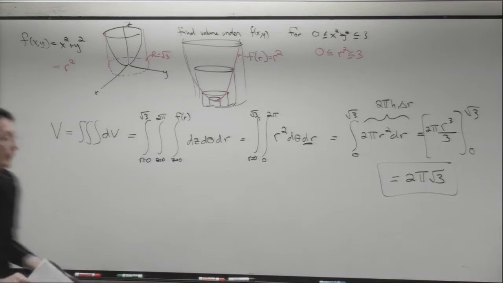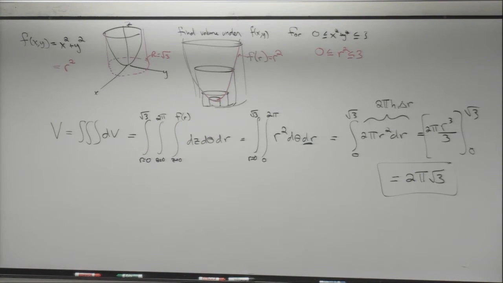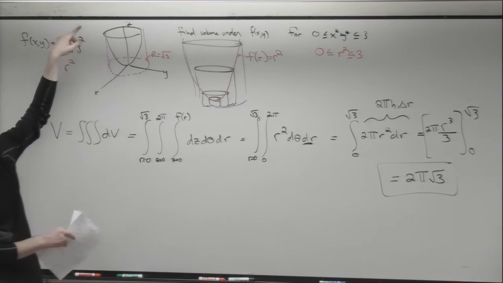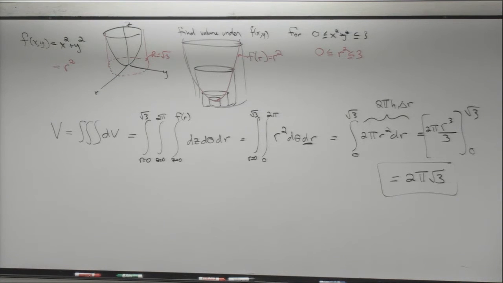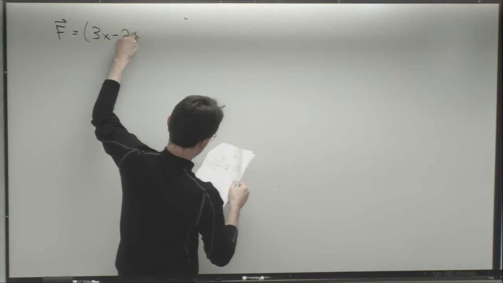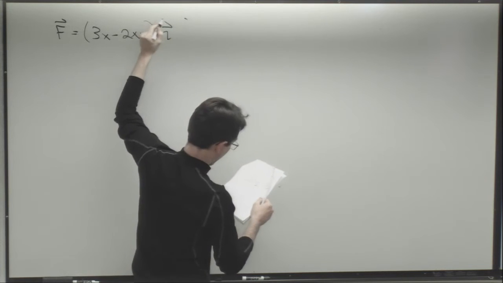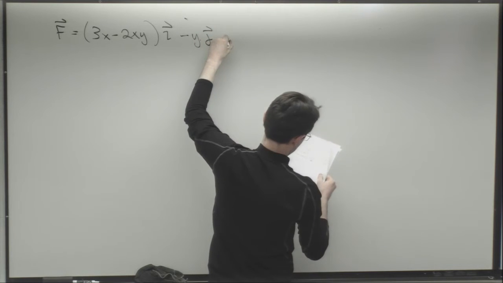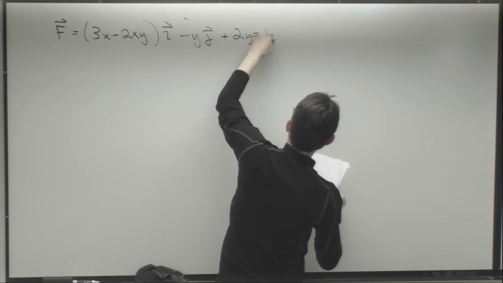But there was a second part of this homework. That second part was to compute the flux through the surface bounding this volume of a given vector field that I chose. So let's say that I have a vector field, big F, equals 3x minus 2xy in the i direction, minus y in the j direction, plus 2yz in the k direction.